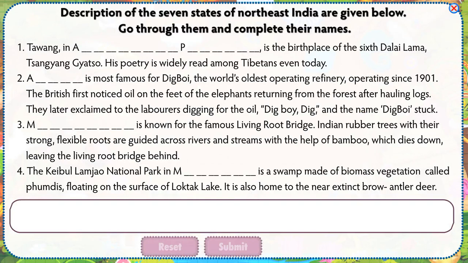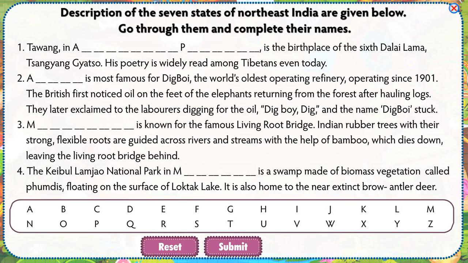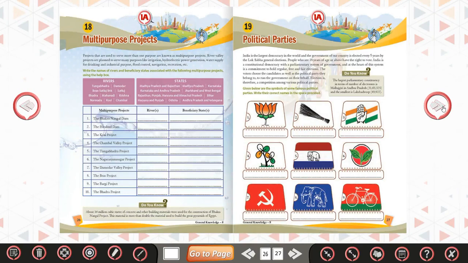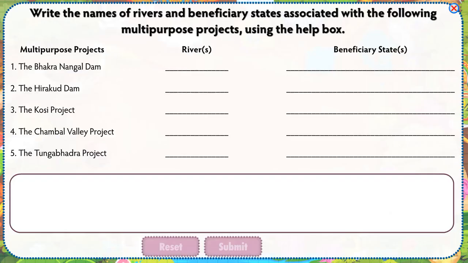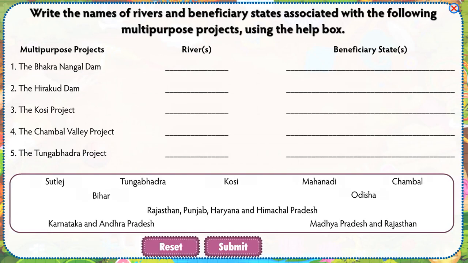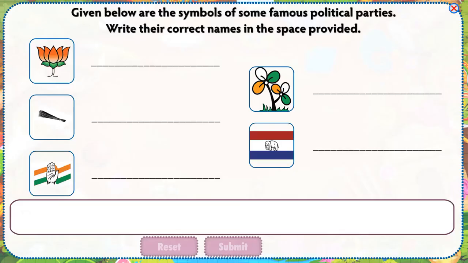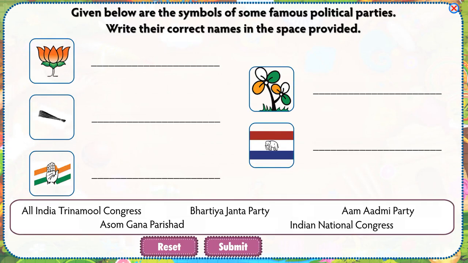Description of the 7 states of Northeast India are given below. Go through them and complete their names. Write the names of rivers and beneficiary states associated with the following multipurpose projects using the help box. Given below are the symbols of some famous political parties. Write their correct names in the space provided.